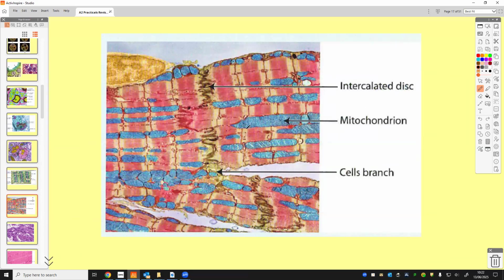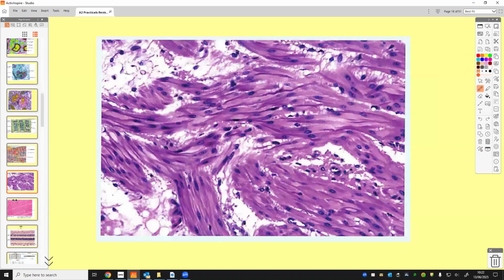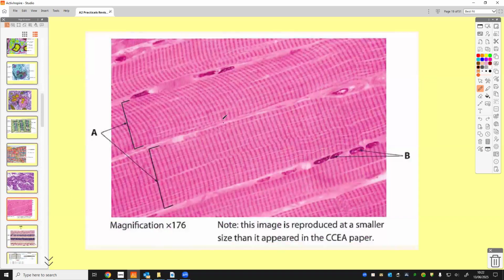Intercalated discs are your cardiac muscle. So these types of things here that you can see, again, lots of mitochondria there. You could have your smooth muscle with your spindle-shaped cells, so lots of nuclei there, or you could have your skeletal muscle, which is again multinucleate, striated, similar to the cardiac muscle, but it's in these long myofibrils that you can see there.